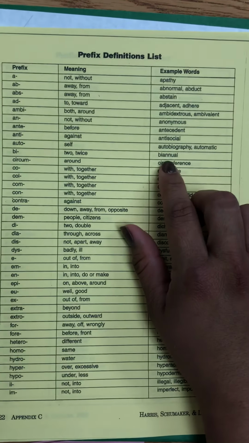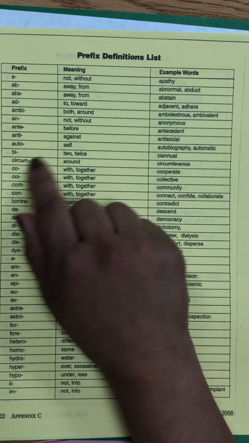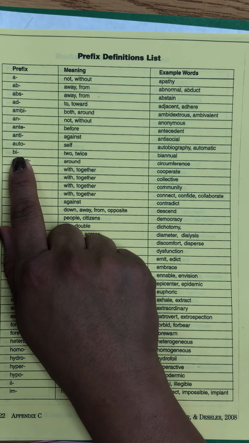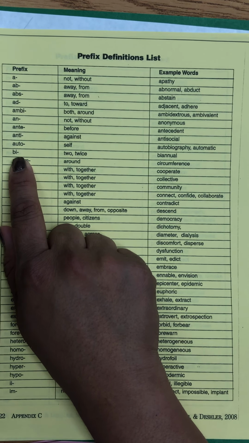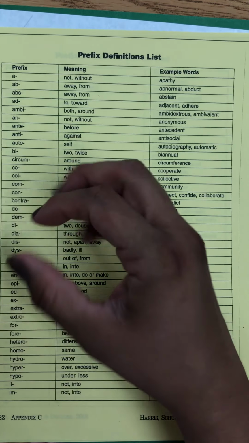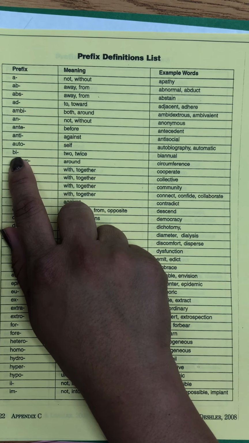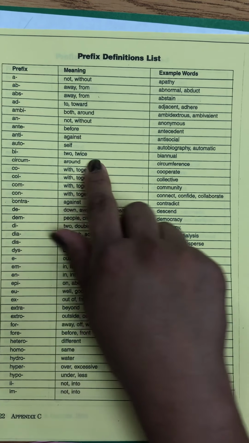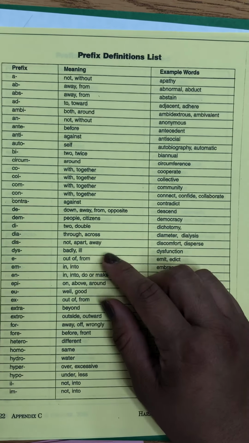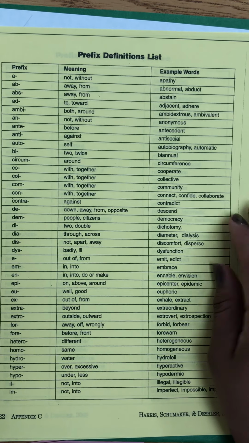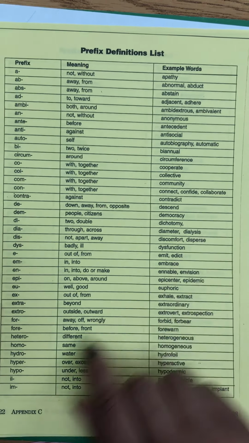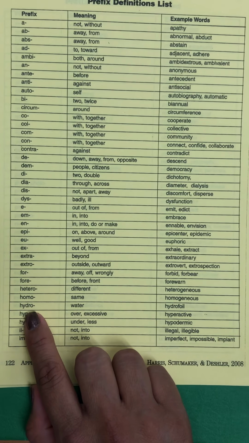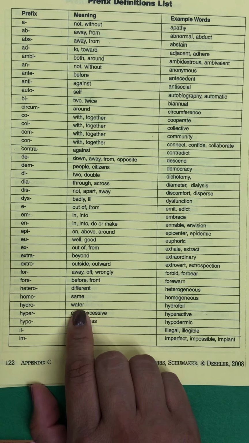There's a lot of them on here that I already know, like the prefix bi, as in bicycle. I know that means two because a bicycle has two wheels. But there are other words that start with bi that I know mean two, or twice. I know you are familiar with a lot of these, especially the ones that mean no or not. Hydro is one that I know a lot of you are familiar with. It means water, right?